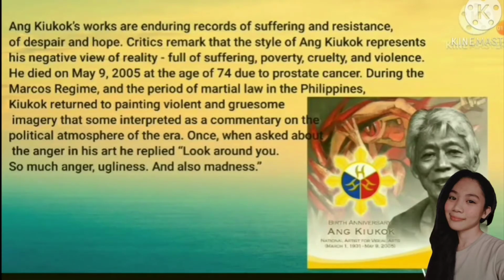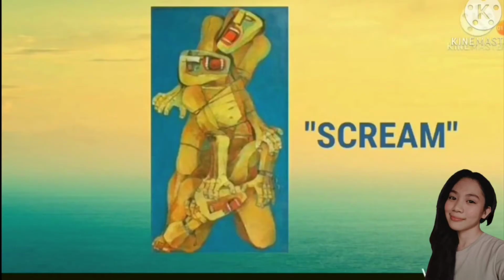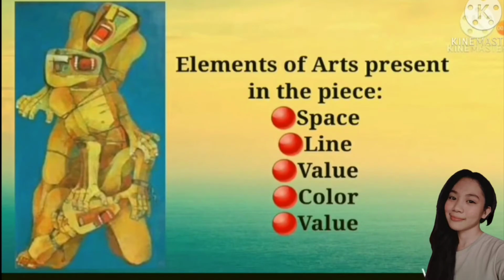Once, when asked about the anger in his art, he replied, "Look around you, so much anger, ugliness, and also madness." In his artwork Scream, the medium used is oil on canvas. According to most researchers, the rope, wire, or chain represents the societal standard that binds the men. So these are the elements of art present in the piece.